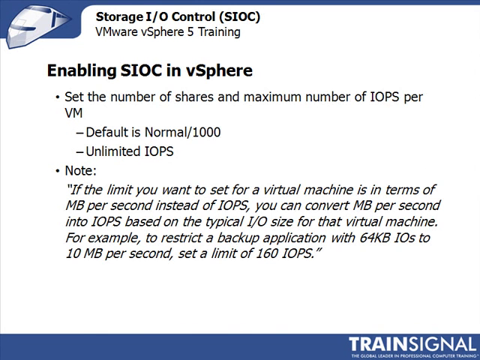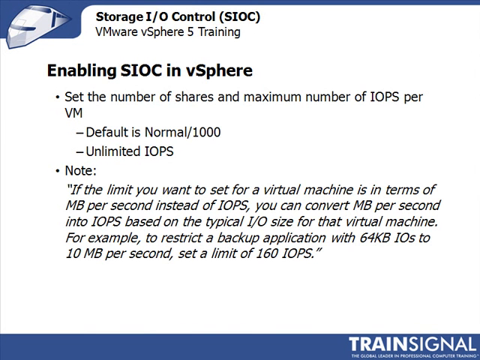Now, there's a big note here from the VMware official documentation, and it says, if the limit you want to set for a virtual machine is in terms of megabytes per second instead of IOPS, you can convert megabytes per second into IOPS based on the typical I/O size for that virtual machine. For example, to restrict a backup application with 640 kilobytes per I/O to 10 megabytes per second, then you can set a limit of 160 IOPS, or IOs per second.